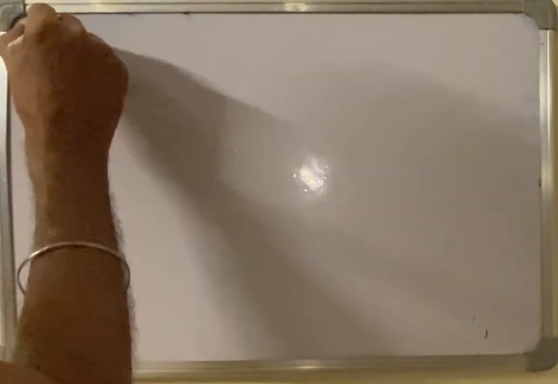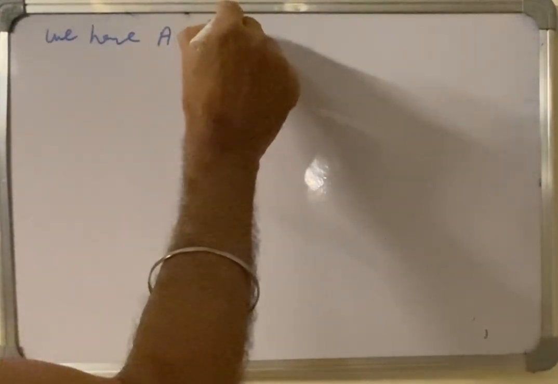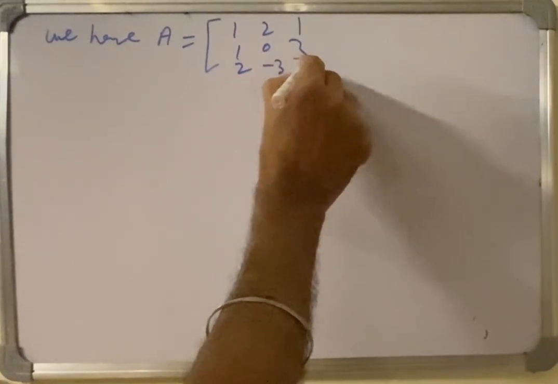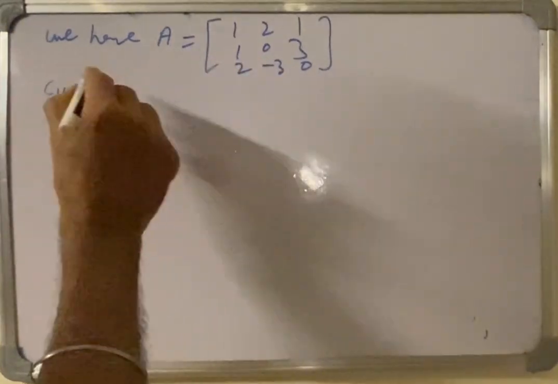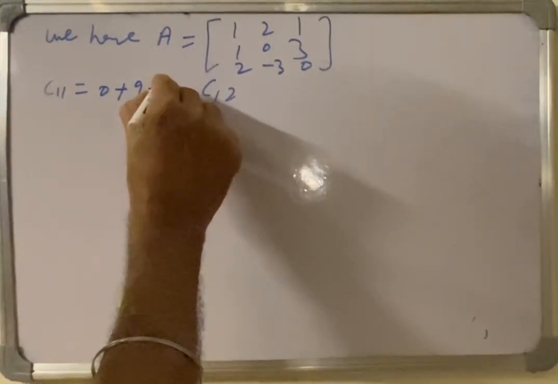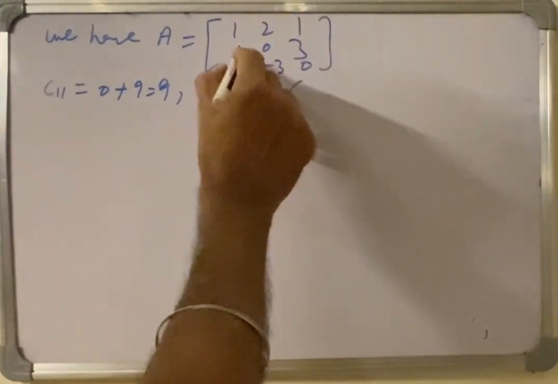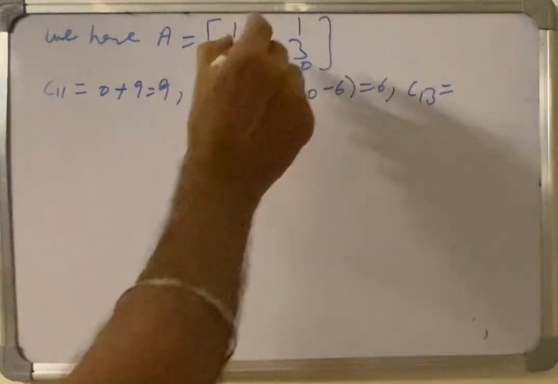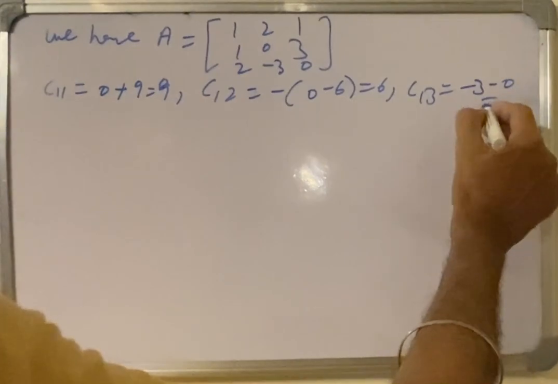We have A is the coefficient matrix 1, 2, 1, 1, 0, 3, 2, minus 3, 0. We want to find its cofactors. C11 is the cofactor of first element of first row. It is 0 plus 9 is 9. Then C12, cofactor of second element of first row, is minus of 0 minus 6, which is 6. C13, cofactor of third element of first row, is even sign positive, minus 3 minus 0, it is minus 3.